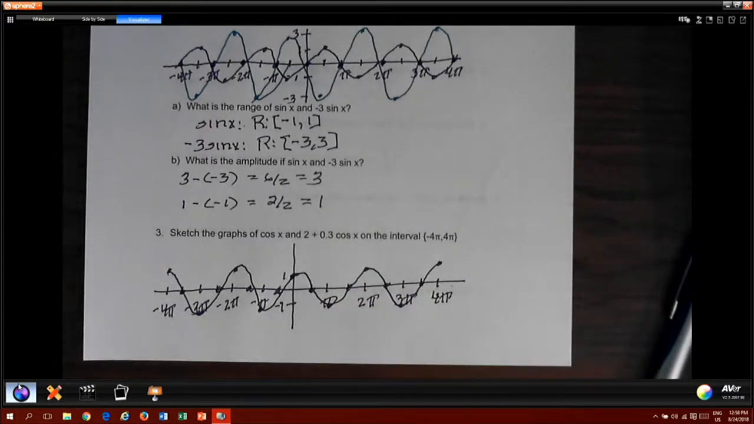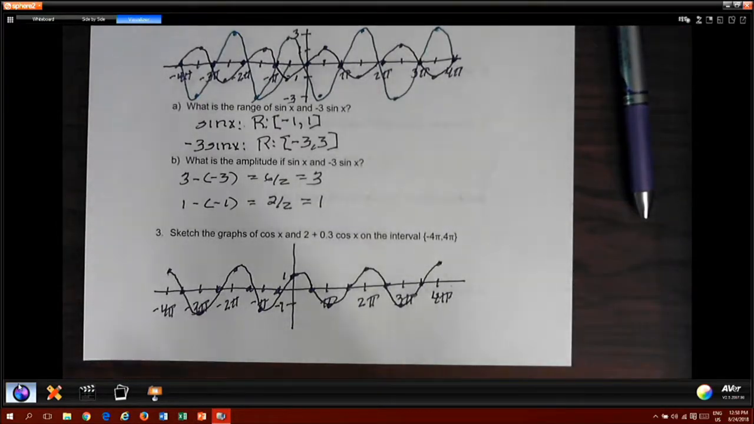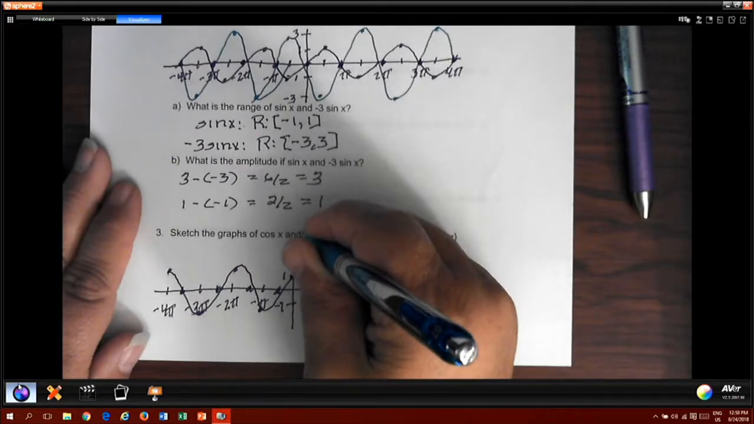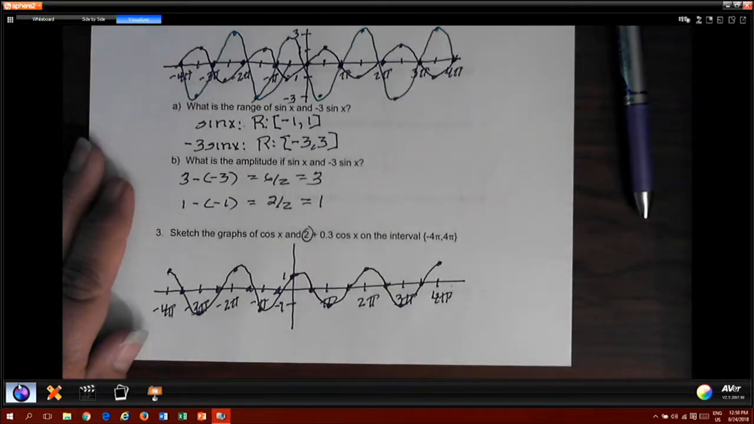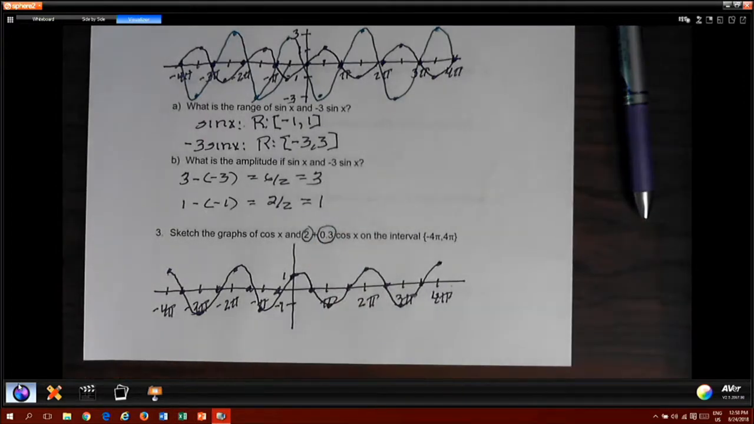So it looks something like that. Now, what's going to happen with this? We have the 2, so we're going to add 2 to everything. But we also have this 0.3, which means the amplitude is going to decrease. So that's going to really affect what we're doing.